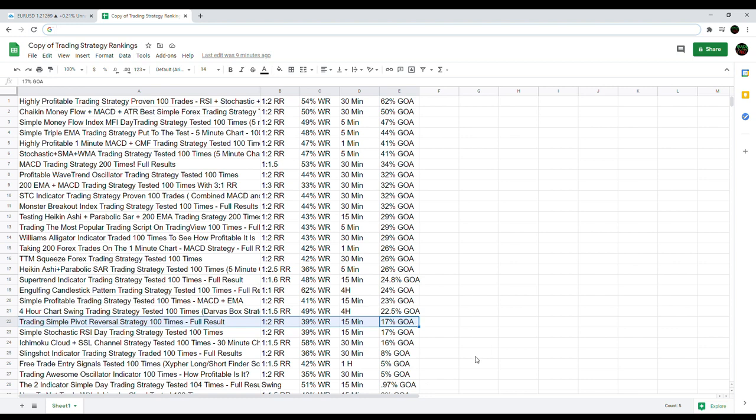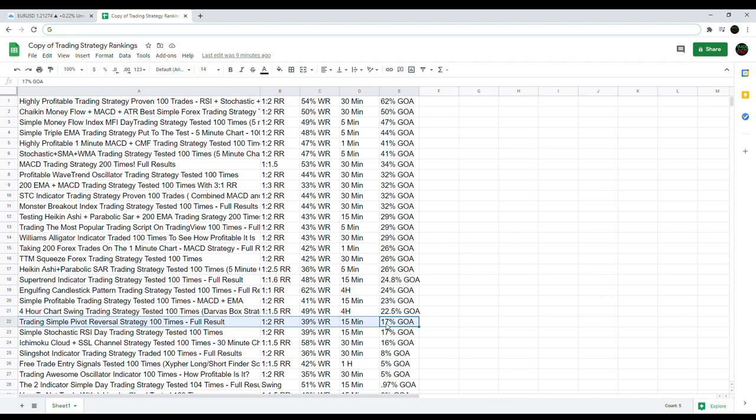And that doesn't really mean anything. It's just what I've decided. 20% and less is the bad section, and 20 to 30 is the medium average section. Anything above 30% gain on account is considered the good section. All right, so I would stick to the good section if I were you, if you're looking to choose a strategy and start optimizing it.